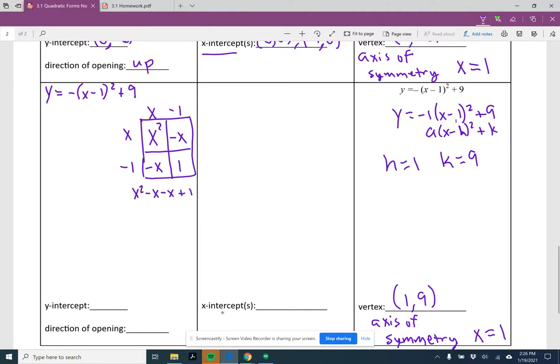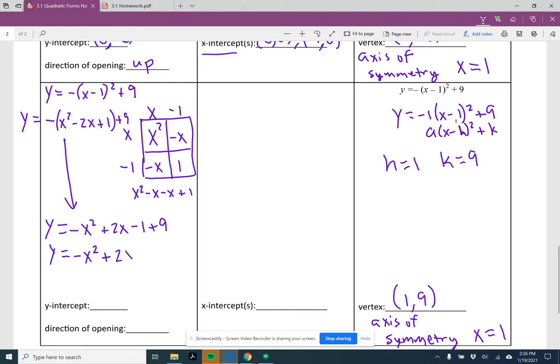So what we have is y equals negative of x squared minus 2x plus 1, but we still have a plus 9 back here. I should have written it all down here. So what do we have? Let's distribute the negative. We've got negative x squared plus 2x minus 1 plus 9. So our standard form is going to be y equals negative x squared plus 2x plus 8.